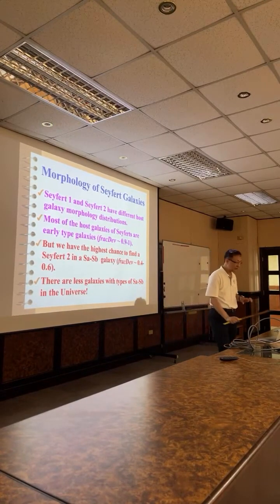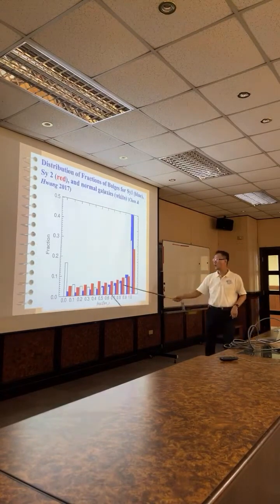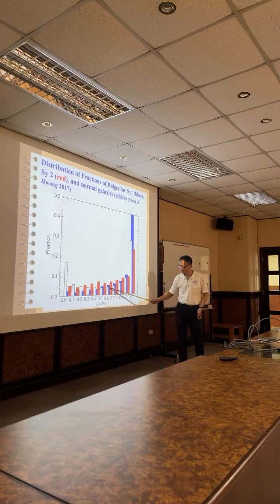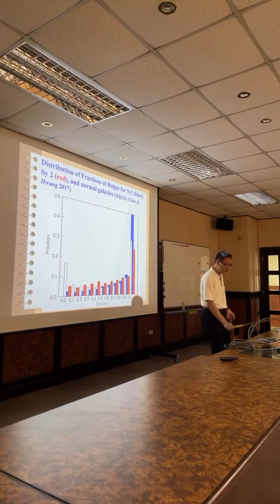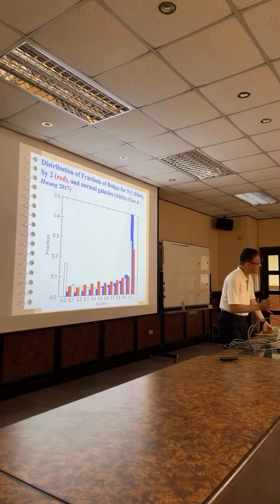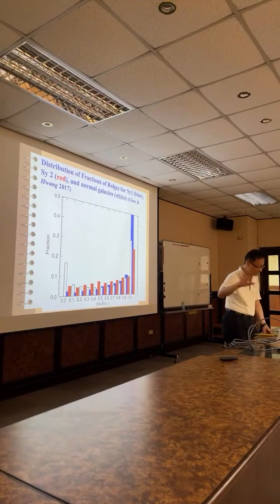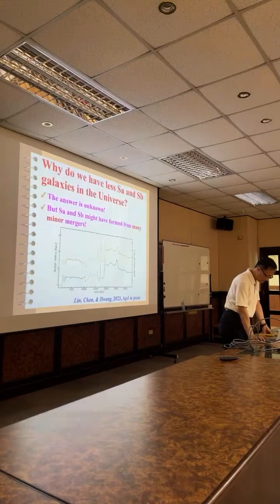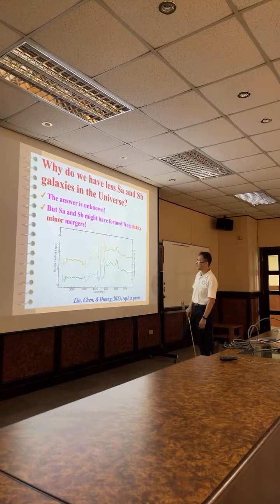One, if you look at the distribution of galaxies, the white one, there are much fewer galaxies here. That picture is 14.5 plus SASB. I mean, we have much fewer SA and SB relative to other types of galaxies. So why? Why do we have fewer SA and SB?